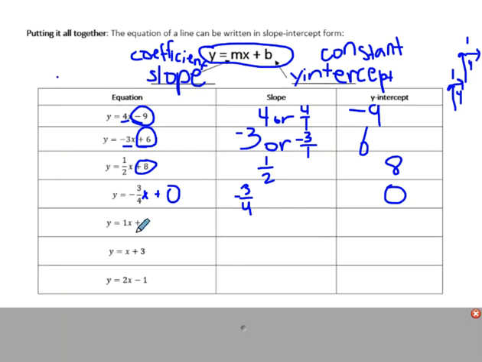Looking at the next one, y equals 1x plus 5. Look for the number in front of the x. The coefficient is 1, so my slope is a positive 1. We're adding the constant of 5 behind it. Next one, y equals x plus 3.